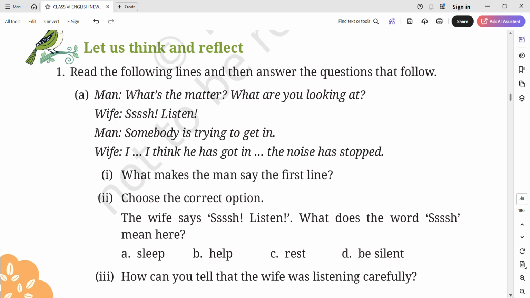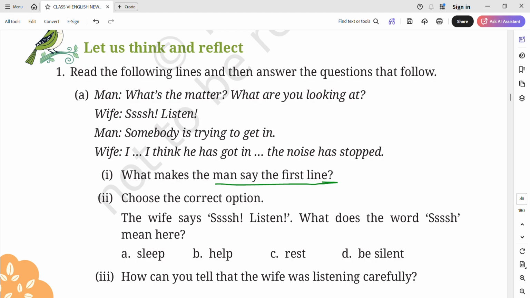So this was the complete passage that is given from the text. As per that, you need to give answer to the questions. So question number 1, what makes the man say first line? Why was the man saying that first line? Because he was asking what's the matter, what are you looking at? The reason was that he noticed his wife's behavior, that she was giving attention to something. That's why man says the first line. When someone is giving attention to something, that person would ask us what's the matter.